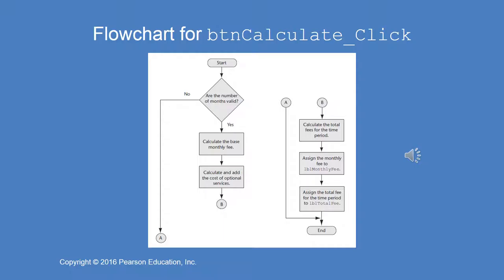If it is, then you want to calculate the base monthly fee, and then you want to calculate and add the cost of optional services. Base monthly fee is going to be the radio button for the type of membership, and only one type of membership can be selected. And then you're going to add the cost of optional services, which are the checkboxes from the checkbox group.